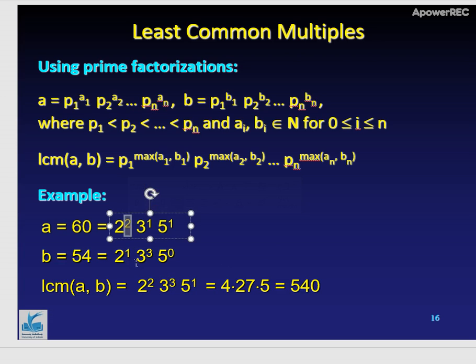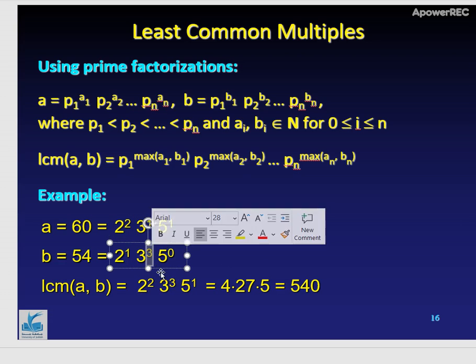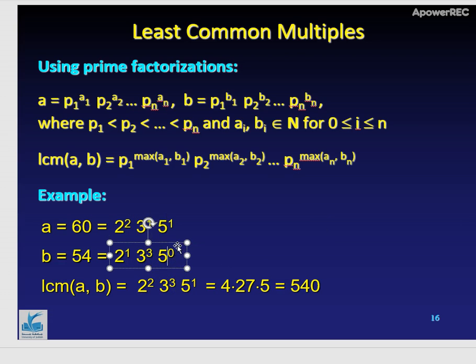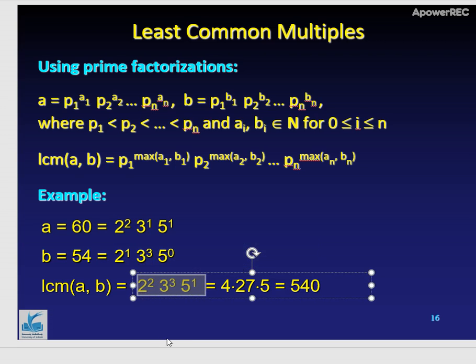Okay, in this case, between 1 and 2 we choose 2, between 1 and 3 we choose 3. Okay, and between 0 and 1 we pick 1 as the power to be used in computing the least common multiple. And when we multiply these numbers together, we get the least common multiple of 60 and 54.